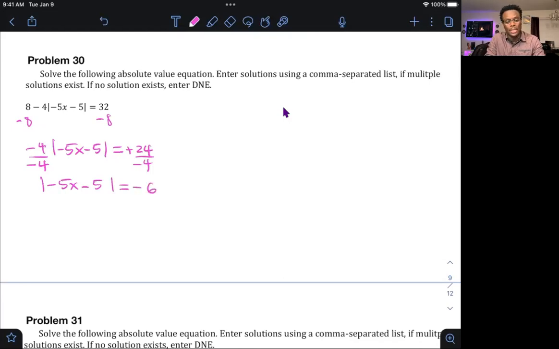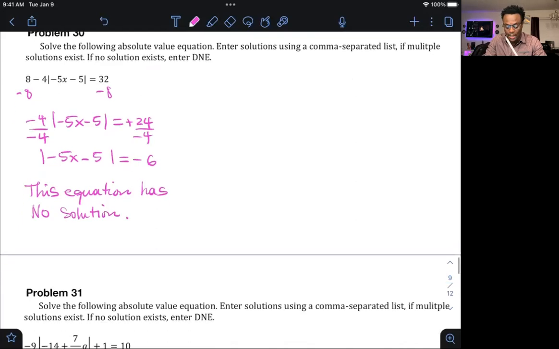So that's a problem. That's the problem we were talking about. Absolute value of expression equals -6. So we can make the conclusion that this equation has no solution, because by definition, the absolute value of an expression must be positive. So if it's negative, then this equation will not have a solution.